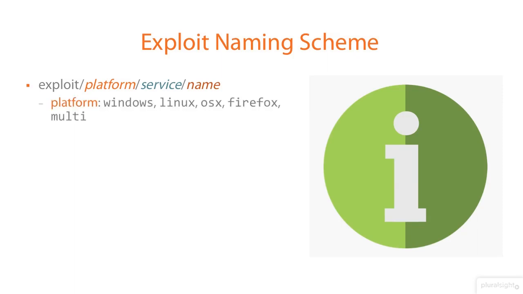The platform can be a simplified name for the target system. Here are just a few examples: Windows, Linux, Mac OS X, which is shortened to just OS X, Firefox, and Multi. Firefox refers to a client-side platform. Multi refers to an exploit that can apply to multiple platforms and probably has platform-independent code.